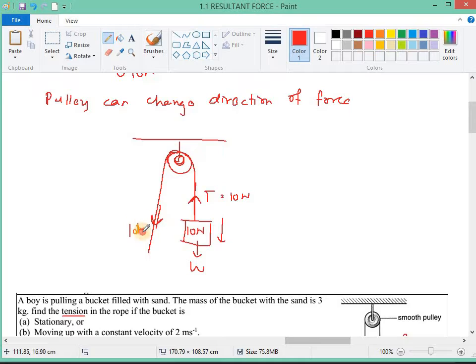That means if you pull downwards 10 Newton, this 10 Newton tension goes straight along this rope over here, and the pulley changes the direction of the tension from downward to upward. So that means we get an upward force even though we pull downward. So the pulley can change direction of force.